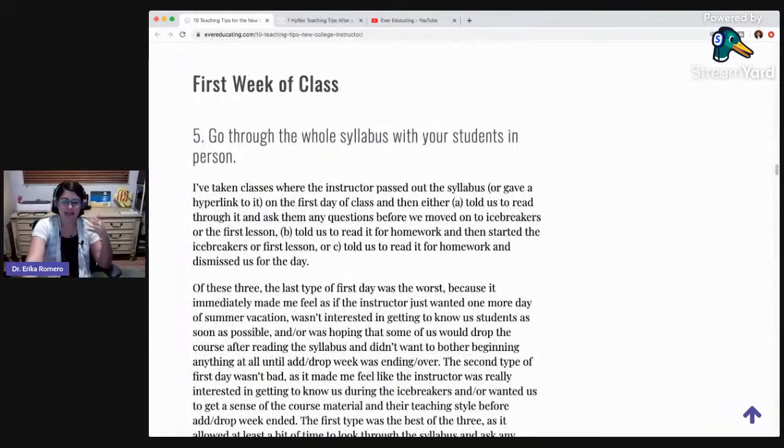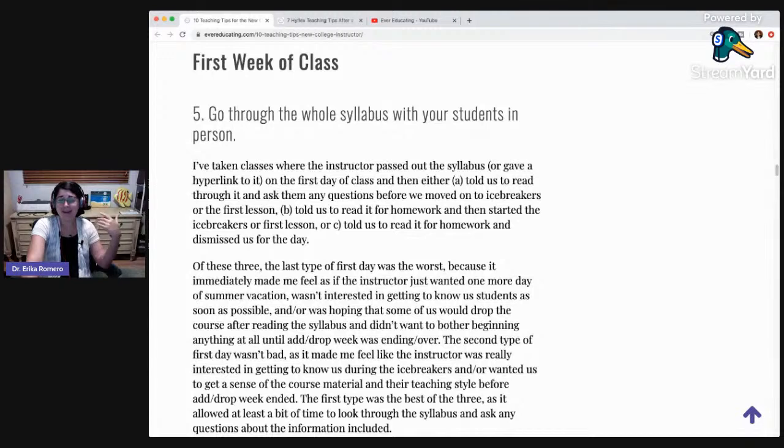Now, the first week of class, some tips here. Go through the whole syllabus with your students in person. I know some people think like there's no point because no one actually reads it. To me, that is the point, right? That's why you do it in person, because it's unlikely most of your students are going to read it at home. So if you do it in person, at least you have a chance of them absorbing the information on the syllabus. So I do think that, you don't have to read it word for word, but go through the most important elements of it.